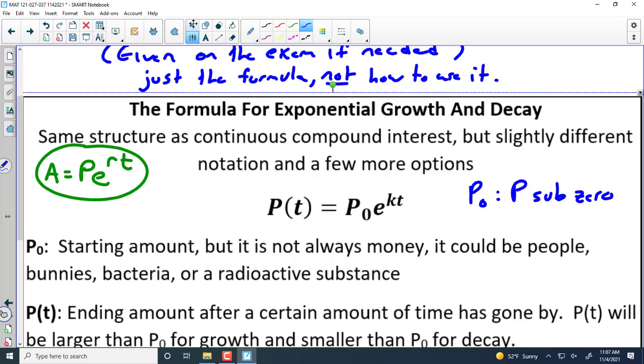But the difference is in this section, we don't specifically always talk about money. So this could be some sort of bacteria that's growing in a dish, or it could be some sort of people in a town, or bunnies living in the forest, or some radioactive substance. So we are not limited to just doing money in this section. So we'll still be given a starting amount. We just got to be aware that it's not always going to be dollars. Everyone okay with that? Same idea, right in front we put it.